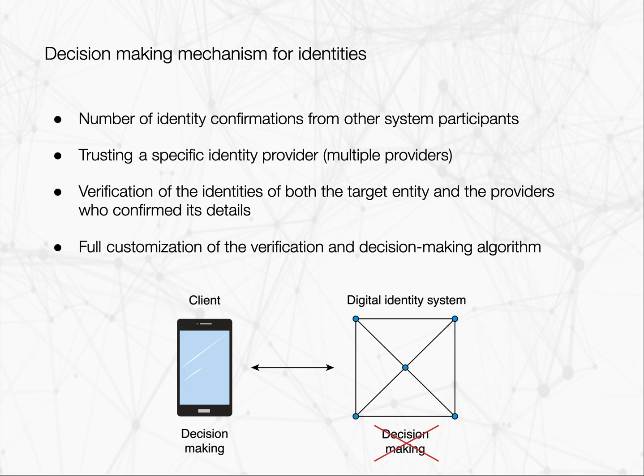One of the methods for determining trust is the number of identifier confirmations by other network participants. However, it should be borne in mind that this method is subject to a cyber attack. One of the accounts can create a large number of other accounts that confirm the identity of one of the participants in the system. The second approach is to trust only a specific provider or several providers.